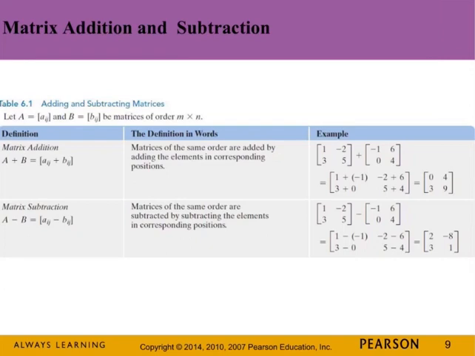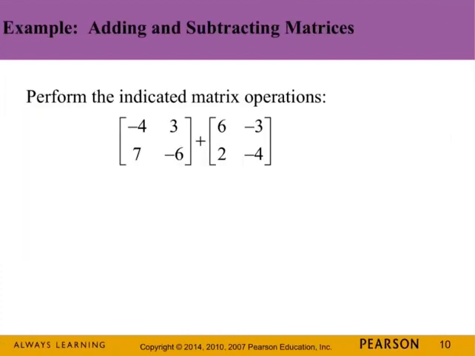Let A = [aij] and B = [bij] be matrices of order m by n. So to add two matrices, we basically add the corresponding components. To subtract two matrices, we subtract the corresponding components. Matrices of the same order, in other words, the same size, are added by adding the corresponding elements. So in order to add and subtract matrices, first they have to be the same size, then we add the corresponding entries.